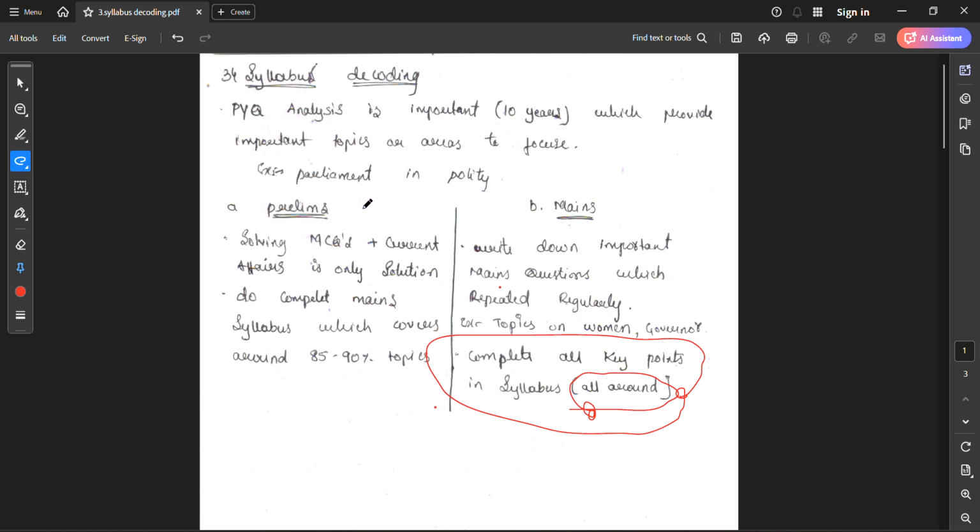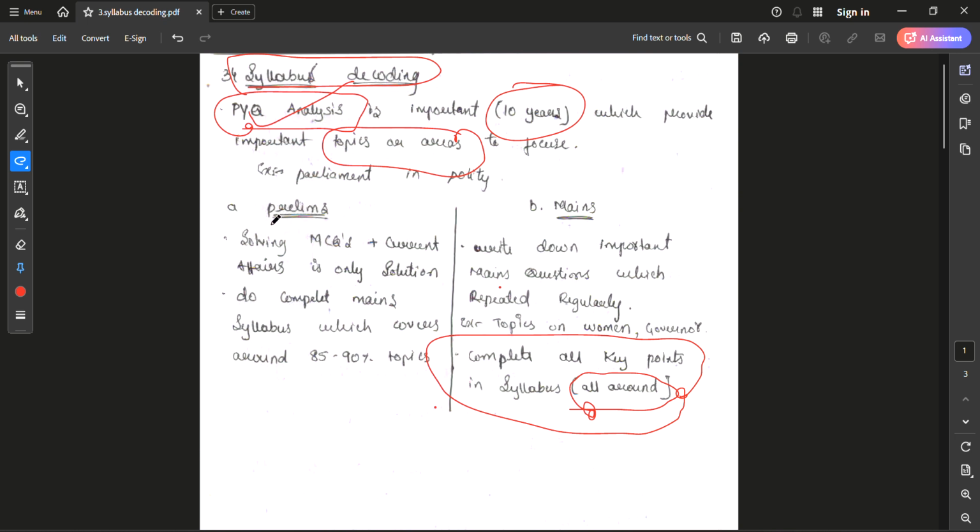Okay, guys. PYQ analysis is the most important to decode the syllabus. By seeing the syllabus, you can't understand anything. If you analyze the previous year questions of the last 10 years, then you will get to know which areas are more focused on by the UPSC or any state examination. That's why PYQs also play a key role in this examination.